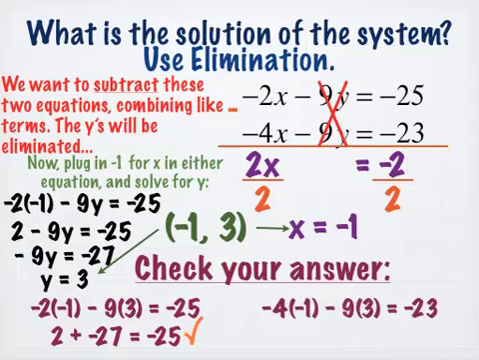Go ahead and check for the second equation. Negative 4 times negative 1 is a positive 4, and minus 9 times 3 is 27. 4 minus 27 is negative 23. That also is correct. So I have checked the ordered pair in both of my equations, so my answer is the point negative 1, 3.